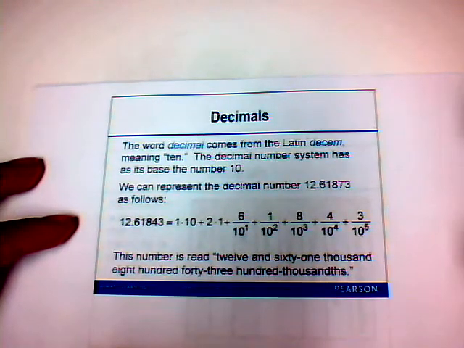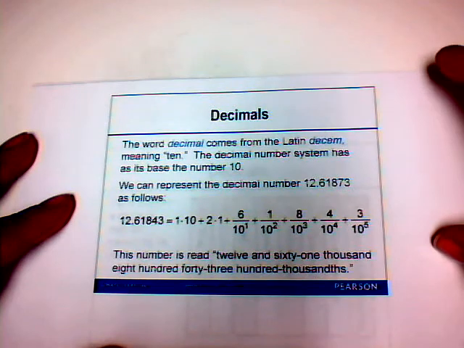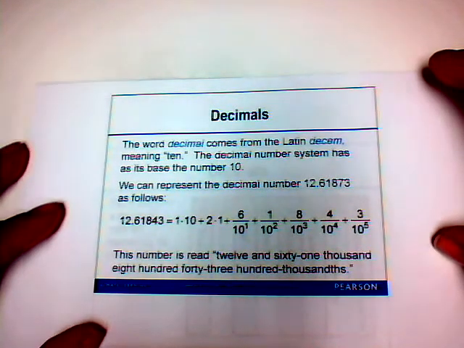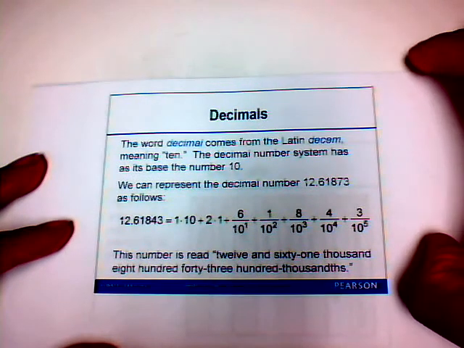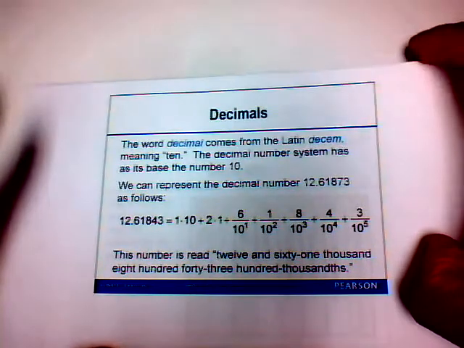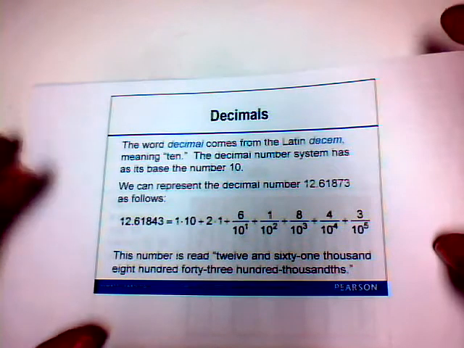Now, the word decimal comes from the Latin word decim, and it means the word 10. So the decimal number system has as its base the number 10, and it's usually the base 10 system.